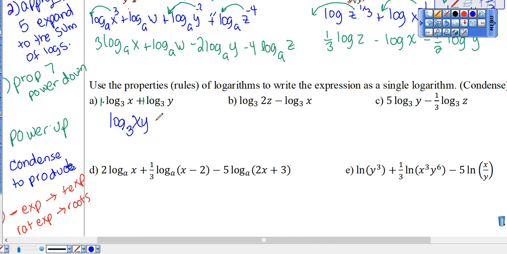It's finished, condensed. This is the process that you guys will be using often. Your problems will not often look like D or E. We're going to practice them though.